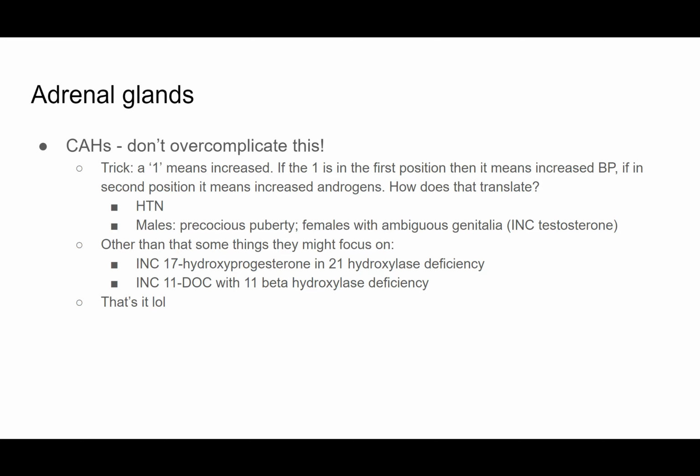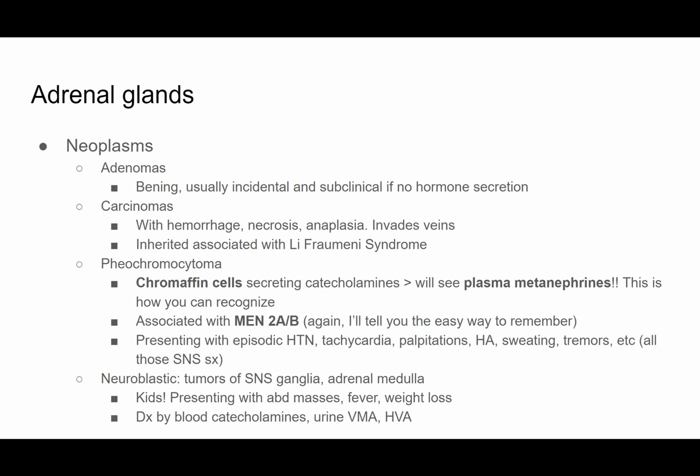Other things to focus on: you get an increase in 17-hydroxyprogesterone with 21-hydroxylase deficiency, and an increase in 11-deoxycorticosterone with 11-beta-hydroxylase deficiency. So that's pretty much it. Don't overcomplicate it. If you need to understand it, spend as much time as you want on the pathology, but for getting questions right on this exam, these are essentially the big points.